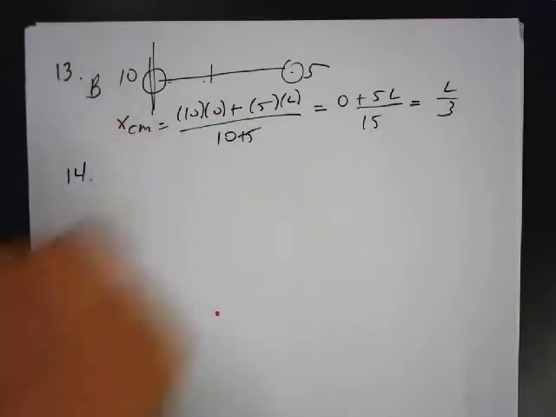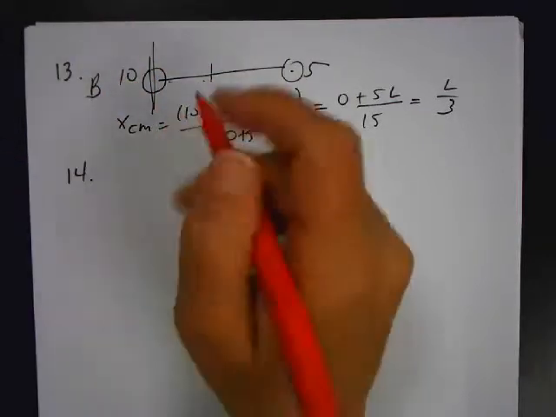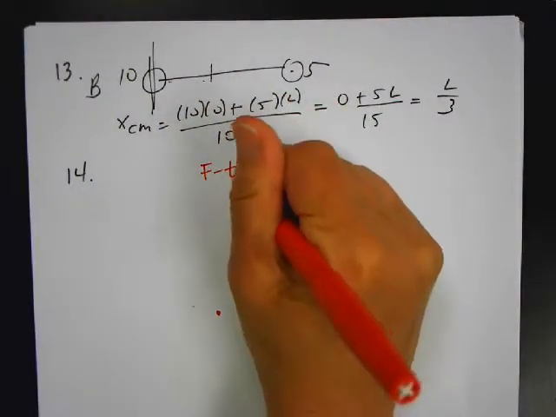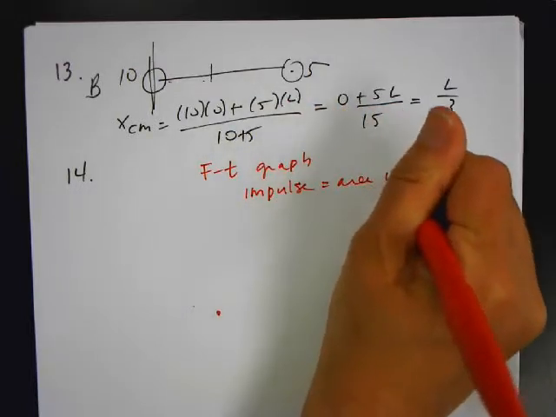All right, number 14. It says the graph shows a force on an object of mass m as a function of time for the time interval 0 to 4. The total change in momentum of the object is. So remember, the change in momentum is the impulse, which is the area under the curve. So what's the physics you have to know here? You have to know on a F versus T graph, the impulse is equal to the area under the curve.